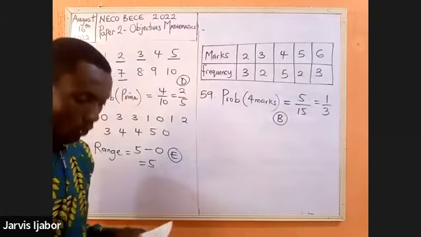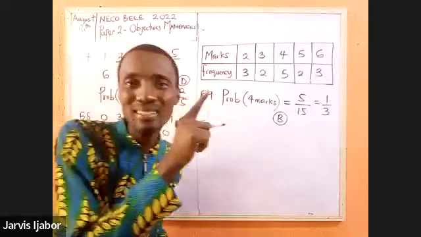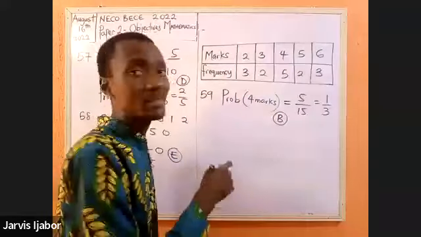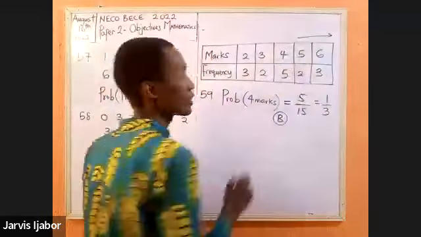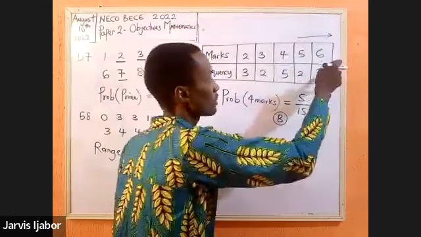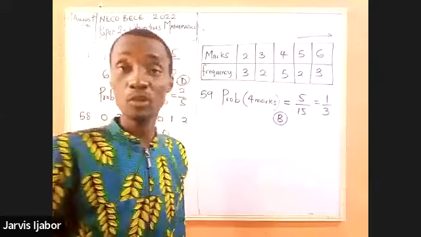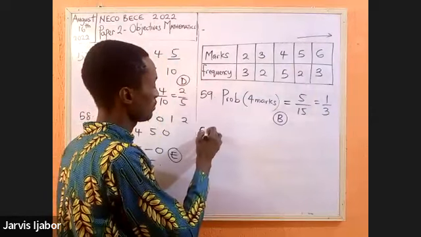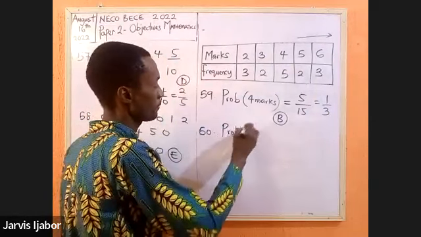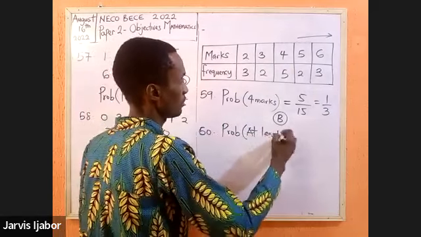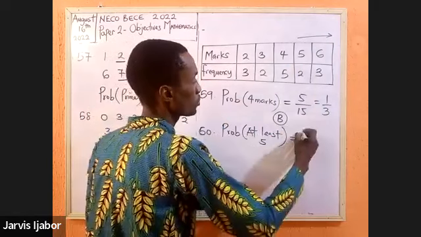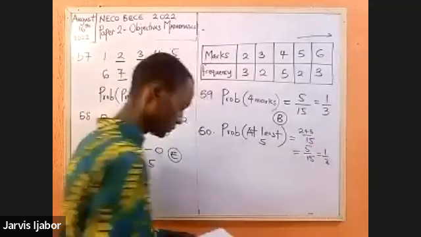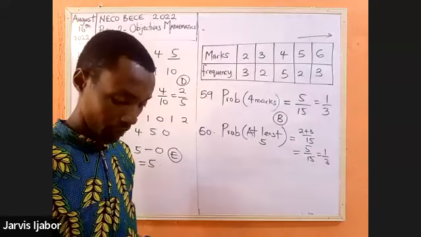Now, what is the probability that a student scores at least 5, meaning that the lowest mark the student scores will be 5? It means it will be from here this way. So it will be 2 plus 3, 5 and above. That's what it means. At least means 5 and above. So the probability of at least 5 will be equal to 2 plus 3 over 15, which will be 5/15, and that is 1/3. The answer will be what?